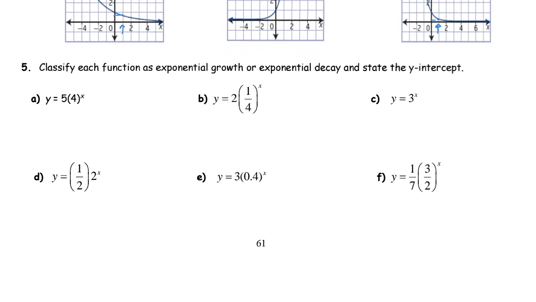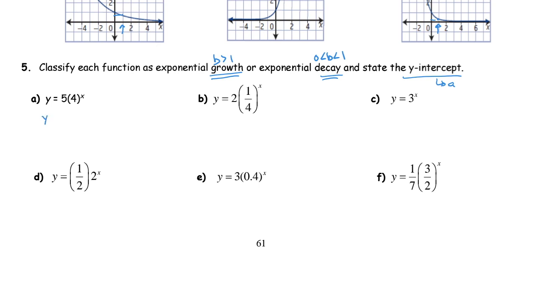This next one here: classify each function as exponential growth or decay and state the y-intercept. The more comfortable you get with exponential functions, the easier this question is. Okay, so I know that the y-intercept is going to be my a value, and I know that whether it's increasing or decreasing, whether it's growth or decay, depends entirely on the b value. It's growth if b is greater than 1. It's decay if b is between 0 and 1.